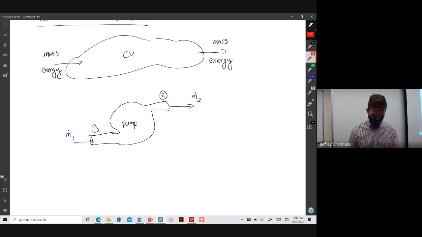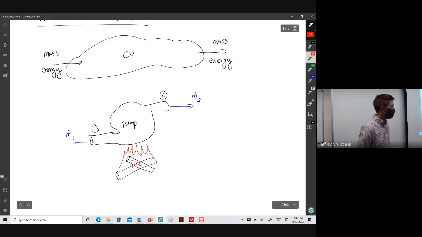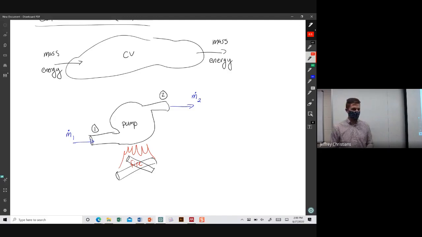We have underneath our pump a campfire. Somebody lit a campfire underneath our pump. And we, as engineers, want to look at the performance of that pump. We want to look at what's happening with energy in that system.